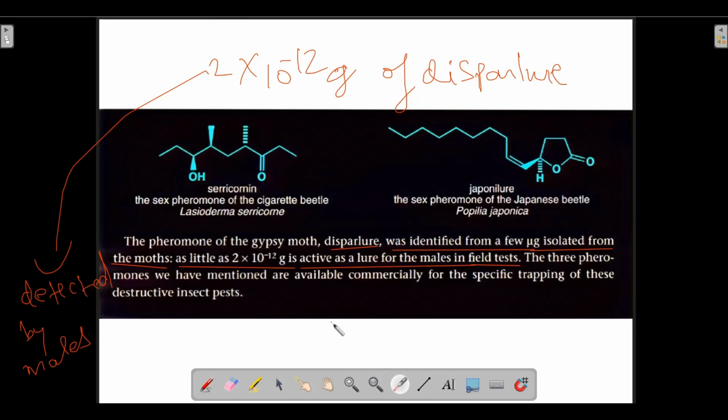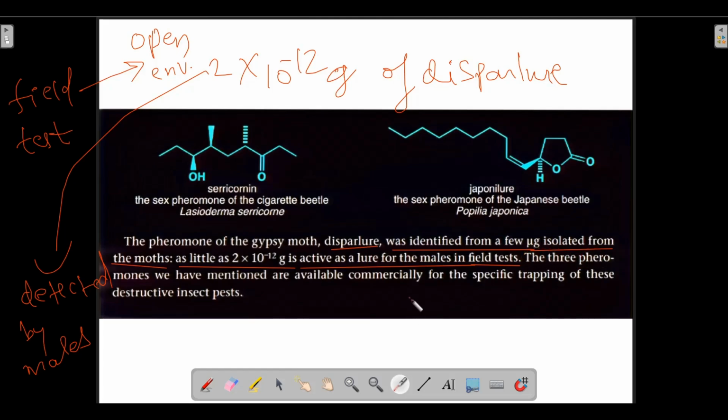So in the field test, what is meant by field test? Over here, field test means a test conducted in an open environment. So in field test, it was found that disparlure, even in such a minute amount, is able to lure the males for mating.